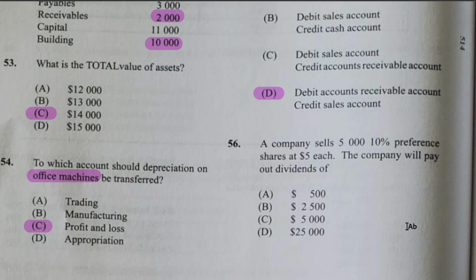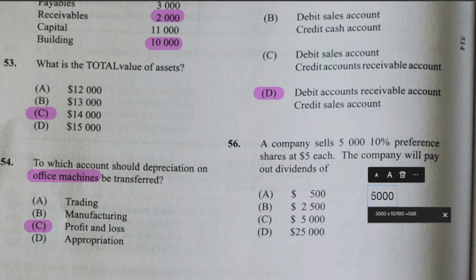A company sells 5,000 10% preference shares at $5 each. The company will pay out dividends of... so to find this, you have the number of shares, which is 5,000 shares, at the par value, which is $5, times 10%, because 10% is the rate at which dividend will be paid out. So the zeros cancel out, and this will give you $2,500.